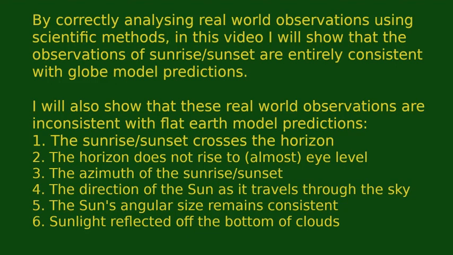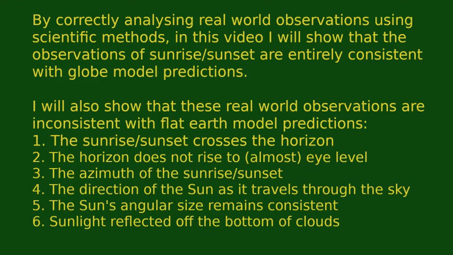Number 1, the sunrise and sunset crosses the horizon. 2, the horizon does not rise to eye level. 3, the azimuth of the sunrise and sunset. 4, the direction of the sun as it travels through the sky. 5, the sun's angular size remains consistent. And 6, the sunlight reflected off the bottom of the clouds.